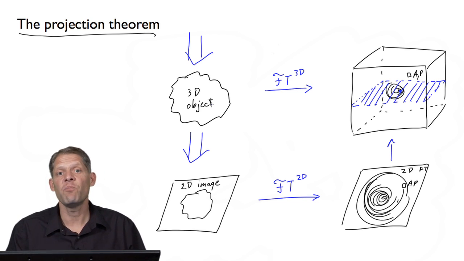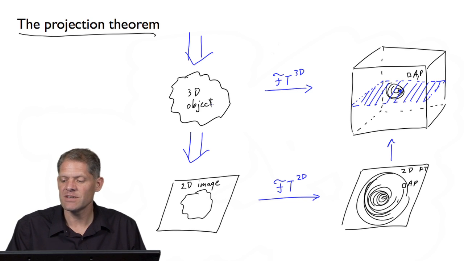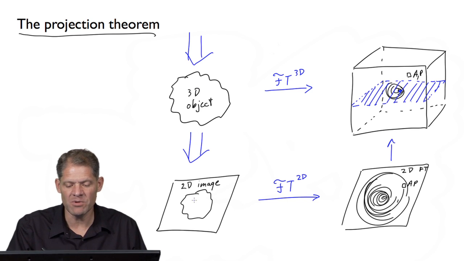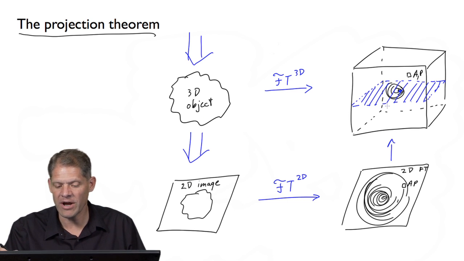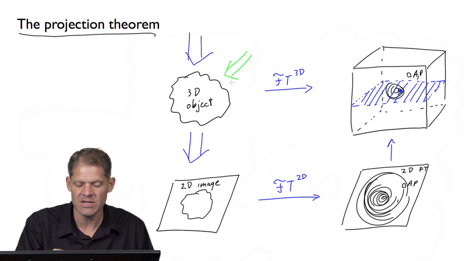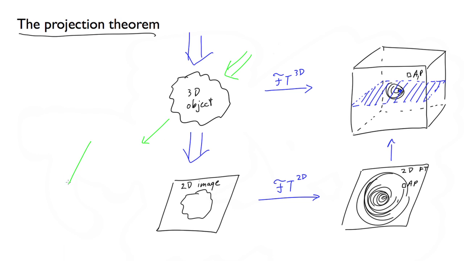Now, the reason this is so powerful is that it tells us how to solve the structure of an object by recording projections. The way you do it is you record projection images from lots of different directions. So here we've drawn one direction. Let's say we could record another projection image of the object in this direction, in which case we would obtain a different two-dimensional image of that object.